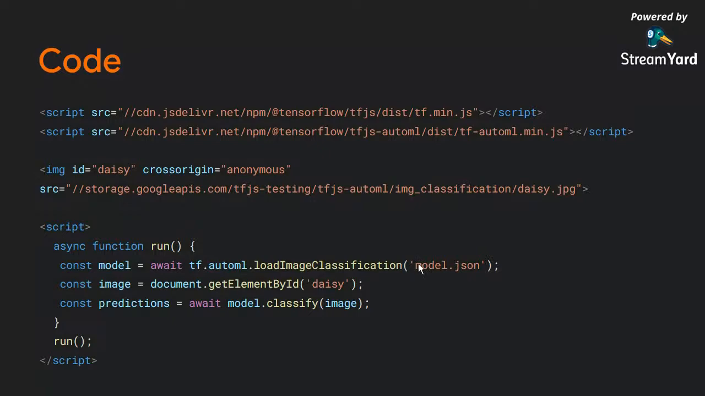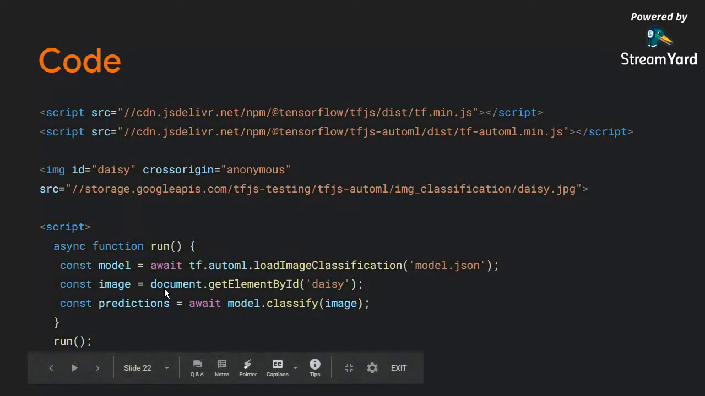So you just pass the reference to where that is hosted on your website and call tf.automl.load image classification with the path to that JSON file. And because this is an asynchronous operation, meaning that it will take some time to download, it doesn't happen instantly, we have to use this await keyword. This means we're telling JavaScript to wait for that to complete. And when it's ready, please assign this to this constant called model on the left-hand side here.